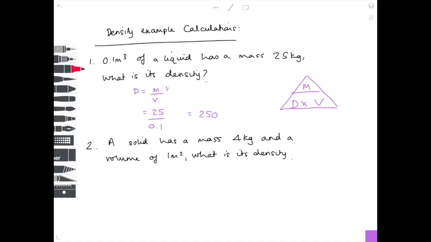And note the units. The mass was given in kilograms. The volume was given in meters cubed. It's being divided, which is why this is the unit. Example two, a solid has a mass of 4 kilograms and a volume of 1 meter cubed. What is its density? So same formula, density equals mass over volume. Our mass is 4 kilograms, our volume is 1 meter cubed. 4 divided by 1 is 4, and the units are the same as before.